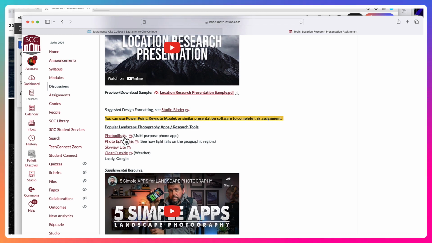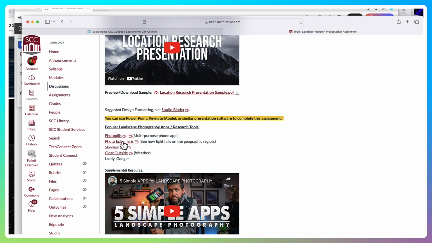And we will likely be utilizing PhotoPills quite a bit on location. So here's a link to that application. This does come with a cost if you choose to download this application, but it is a really good app, but it is maybe a little on the pricey side. But take a look at that.